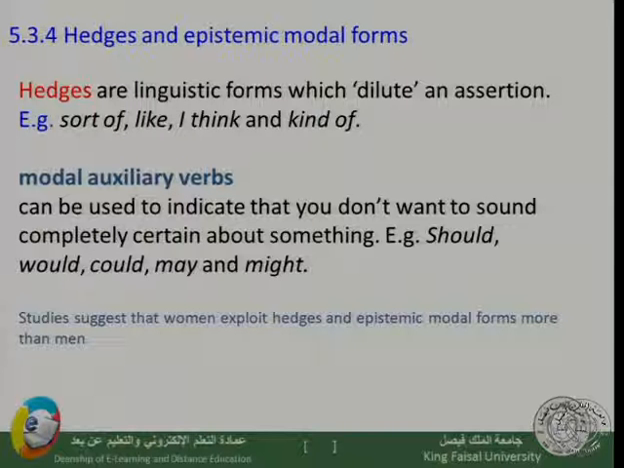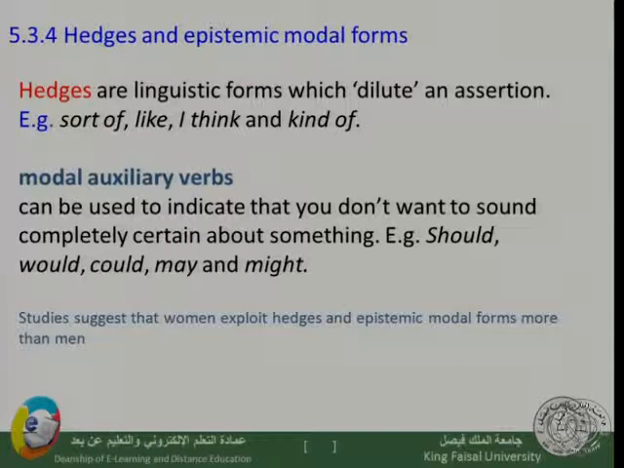So if I have a sentence or an assertion in which I say he is a good student, instead of using this assertion, I can use a hedging word like he is sort of a good student, he is like a good student, I think he's a good student. So what I'm doing is I'm using a linguistic form to dilute the assertion, to make my assertion less strong. Now women usually use hedges and epistemic modal forms.